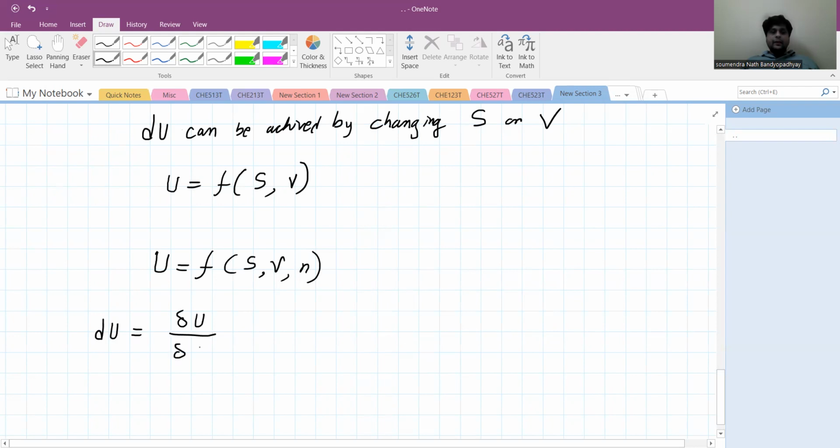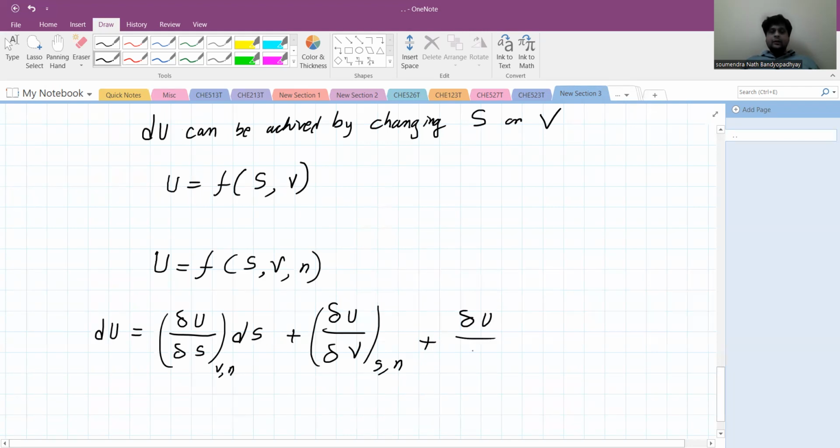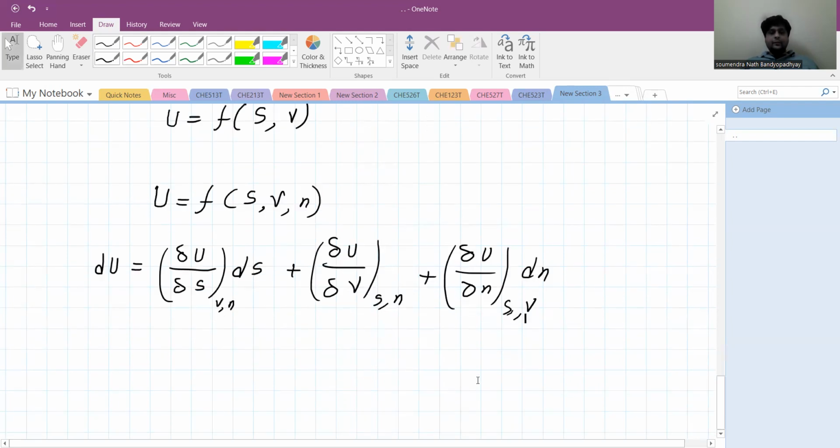So if you remember the Euler formula, a small change in the internal energy can be carried out by changing entropy when volume and number of moles are kept constant, or by changing the volume while keeping the entropy and the total number of moles constant, or by changing the number of moles present while keeping the entropy and volume constant. The subscripts always mean that they are kept constant during an experiment.